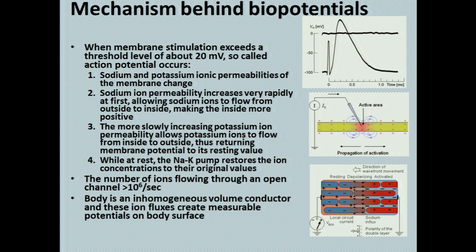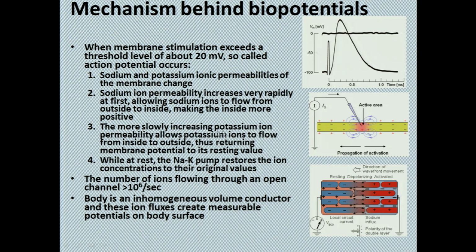Sodium ion permeability increases very rapidly at first, allowing sodium ions to flow from outside to inside. Remember, inside is potassium, outside is sodium. Now the sodium rushes into the inside, making the inside more positive, where before it was negative. Then the more slowly increasing potassium ion permeability allows potassium ions to flow from inside to outside, because you are getting more sodium, more charge, and you have to compensate. So slowly potassium ions will come outside, thus returning the membrane potential to its resting value.